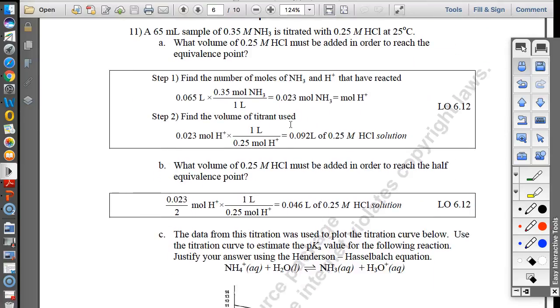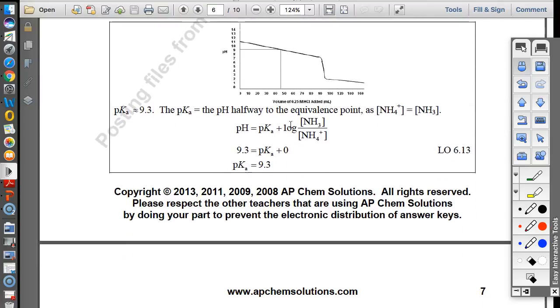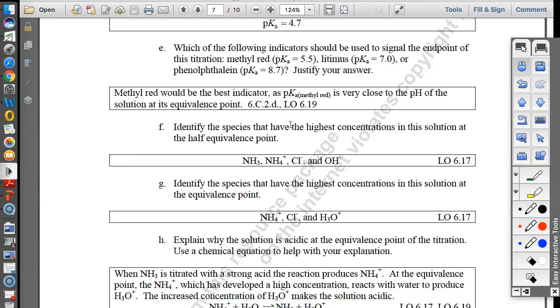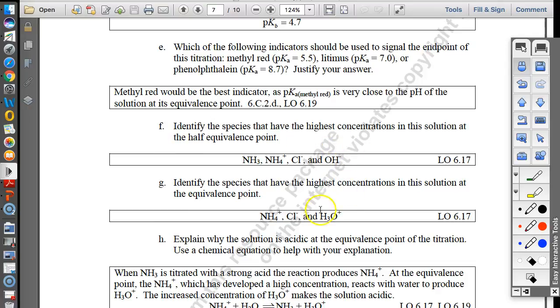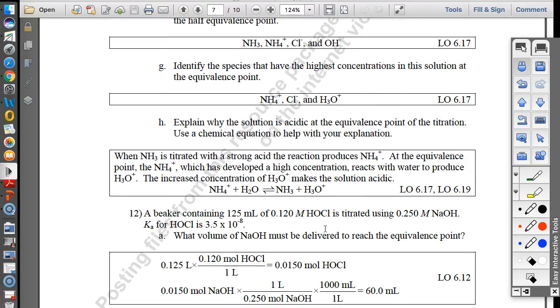And then on number 11, when they start talking about spectator ions and stuff, this has no hydroxide and it doesn't have hydronium. That made me mad. No, no. Okay, so there you go. You good. Have fun. Good luck. Let me know if you have any trouble.